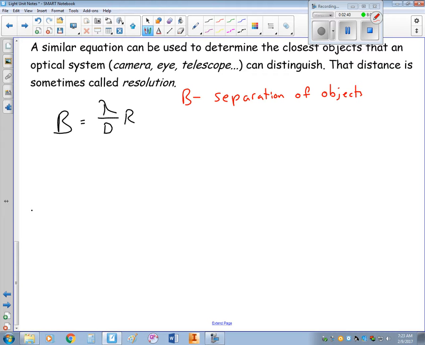So think about it this way. Can you tell that there's two objects, or do they look like one object? How easily can we separate those objects when we view them through the viewfinder? So D now is going to be the size of the lens or the size of the opening. And then R is going to be the distance to the object.